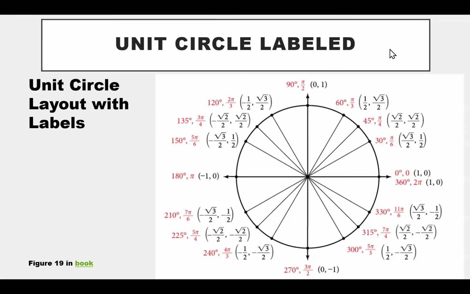So that is the end of this video. We've defined cosine of theta and sine of theta on the unit circle as the x value of the point and the y value of the point, where our terminal side hits the unit circle. So we know how to calculate cosine of theta and sine of theta on the unit circle.